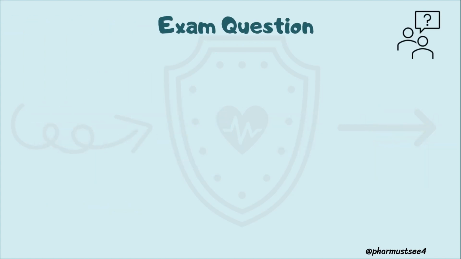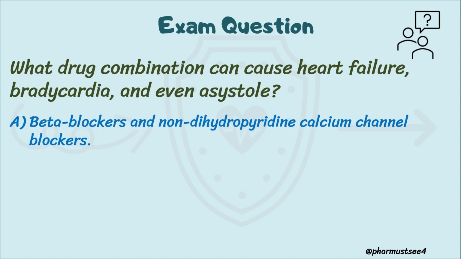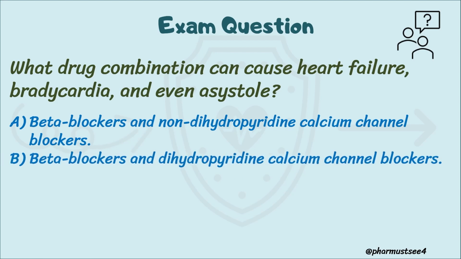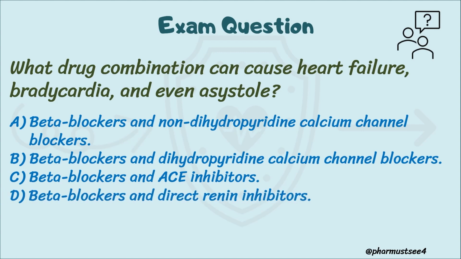Now we have a sample exam question for you. What drug combination can cause heart failure, bradycardia, and even asystole? Is it A, beta blockers and non-dihydropyridine calcium channel blockers? B, beta blockers and dihydropyridine calcium channel blockers? C, beta blockers and ACE inhibitors? Or D, beta blockers and direct renin inhibitors?